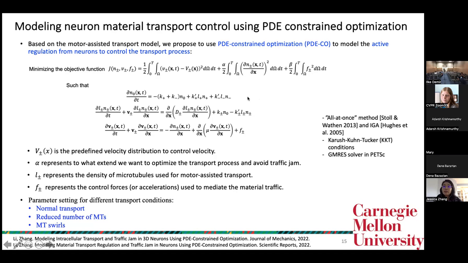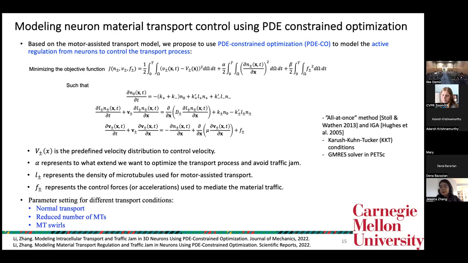So in the constraints, we have 3 PDEs. The first PDE is defined based on the previous motor-assisted system, so that's the reaction, convection, diffusion problem. And the last one is to model porosity. And then we use all those 3 together. When we solve the PDE-constrained optimization numerically, we implemented the all-at-once method and built the KKT conditions. And numerically, we use the GMRES solver in PETSc in the implementation.